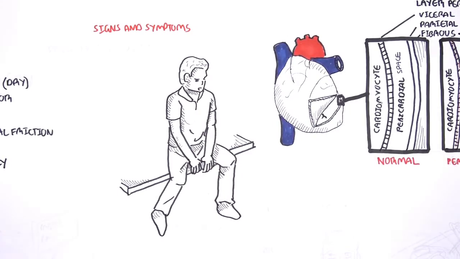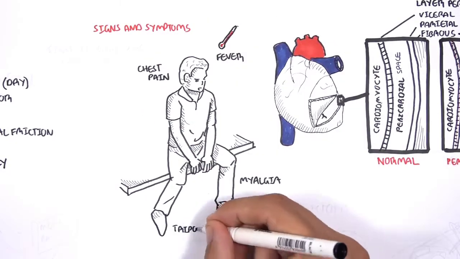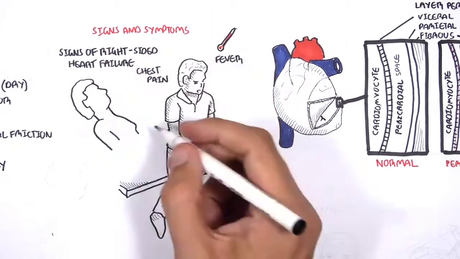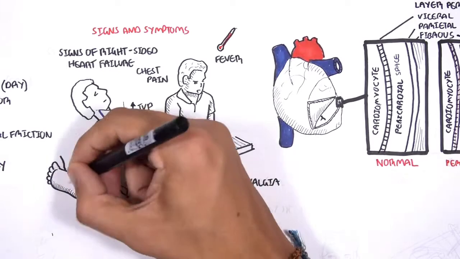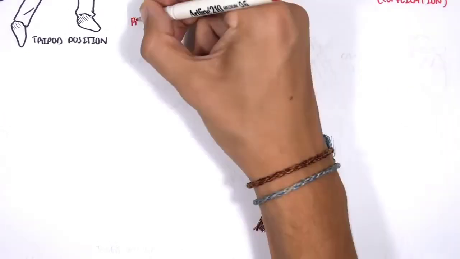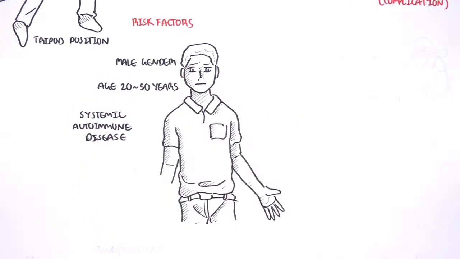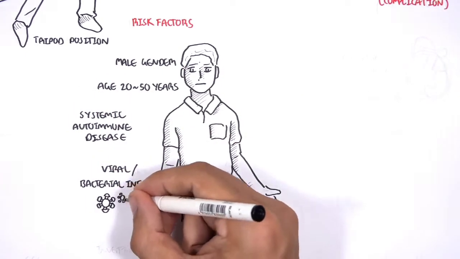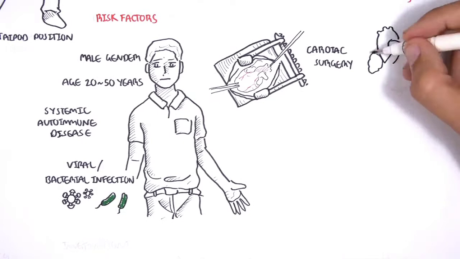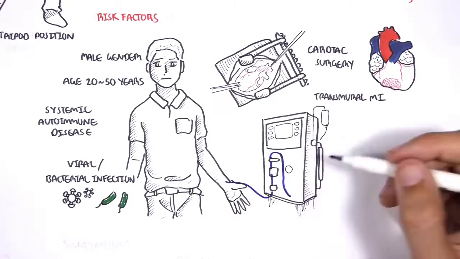The signs and symptoms of pericarditis include fever, myalgia, chest pain, a tripoding position which relieves the pain, and signs of right-sided heart failure, including raised JVP and peripheral edema. Some risk factors are male gender, age between 20 to 50, systemic autoimmune diseases, viral and bacterial infections, past and recent cardiac surgeries, having had a transmural myocardial infarction, and having uremia or being on dialysis.